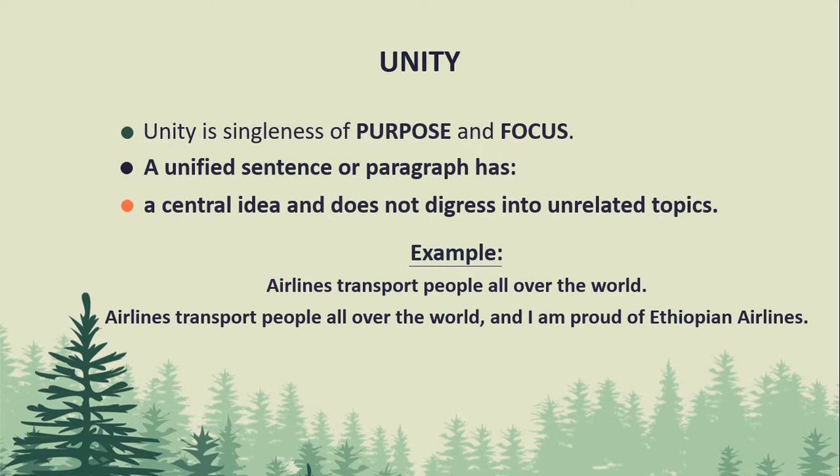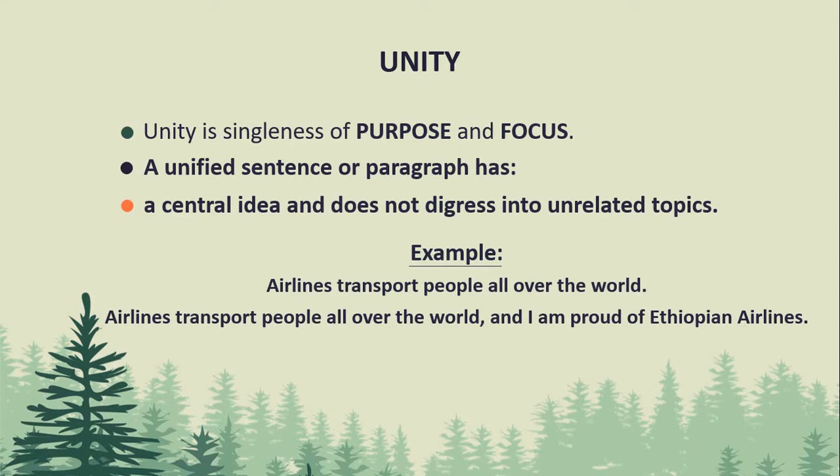Let's consider the following examples, and let's assume both sentences are topic sentences. The first one: airlines transport people all over the world. Here the topic or the focus of the sentence is airlines, and the writer wants to tell us what function the airlines do. That means they transport people all over the world. So it sticks to the point, the purpose it has.